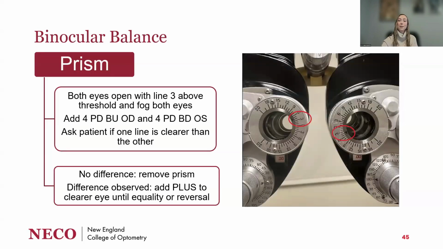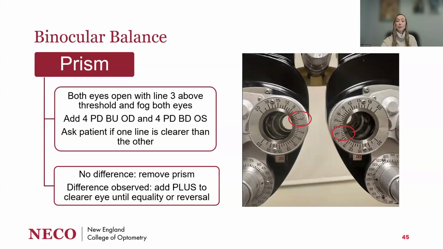For our prism binocular balance, you can see here that we added in our Risley prism lenses over both eyes and added 4 prism diopters base up over the right eye and 4 base down over that left eye. The procedure will be to project 3 lines above the working VA, again if they're 20/20, projecting 20/40, and fog both eyes, about 3 clicks of plus.